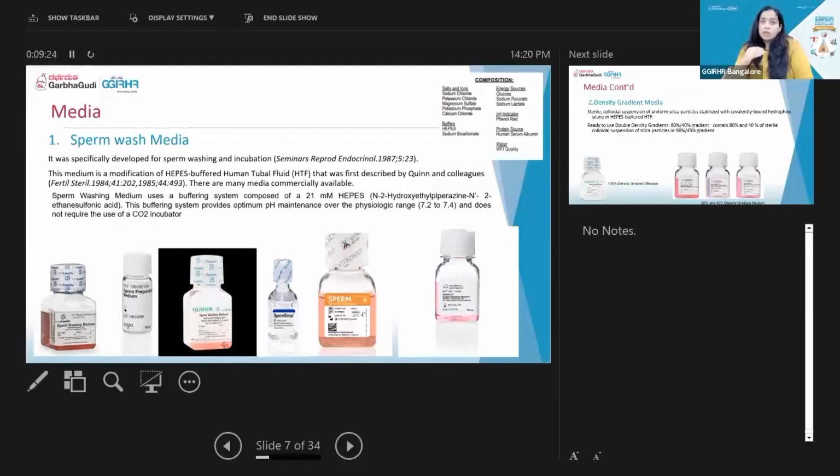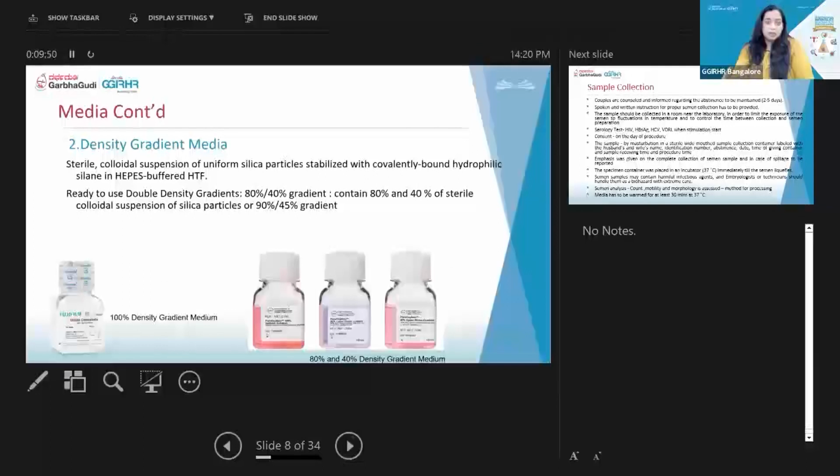There are lots of commercially available media. For example, I have put a few: by Irvine Scientific, Origio, Fujifilm, Vitrolife or Vitromed, and Sage, to name a few. The buffering system in the sperm washing media is HEPES. As I mentioned, it does not require a carbon dioxide incubator.